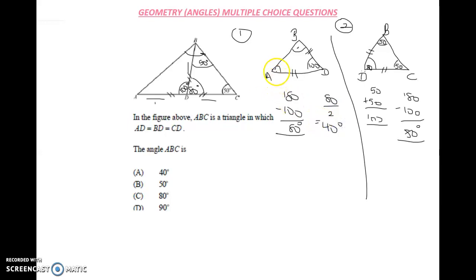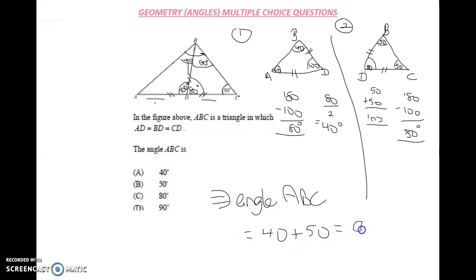So here will be 40. Here is also 40. So that means that here is 40. So angle ABC would be 40 plus the 50, which is 90 degrees, which is option D, right?